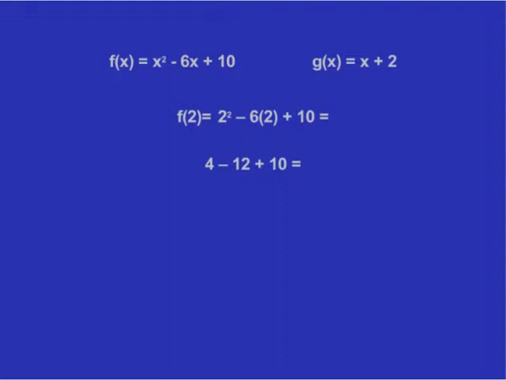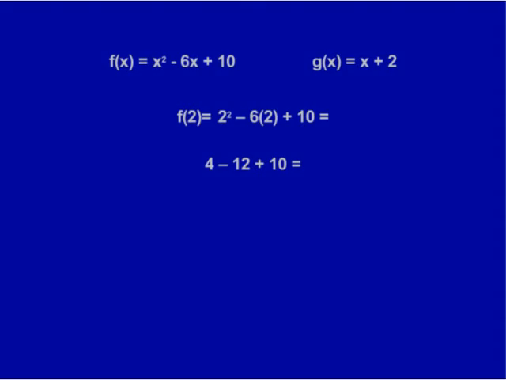Now a function is simply a new rule that you're given. For instance, f of x equals x squared minus 6x plus 10. Let's also say that we're given g of x equals x plus 2. If I wanted f of 2, I simply substitute 2 in for x in every part of the equation. So I'd get f of 2 equals 2 squared minus 6 times 2 plus 10, which would be 4 minus 12 plus 10, giving me 2.